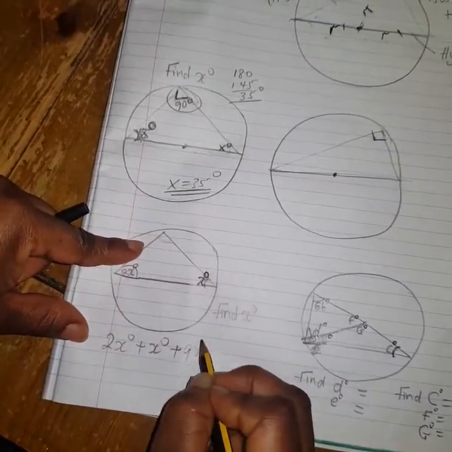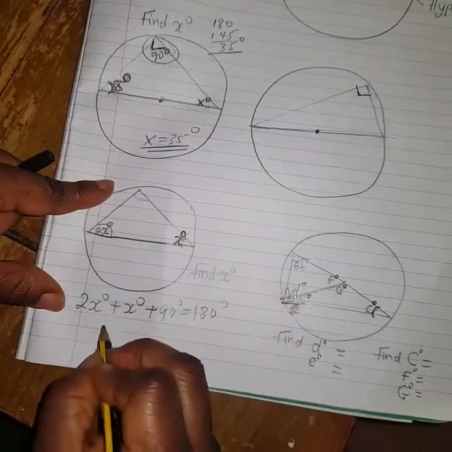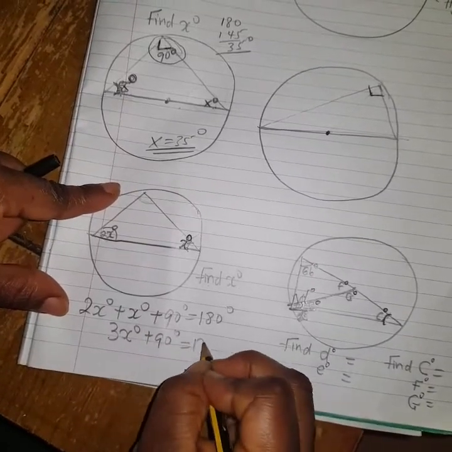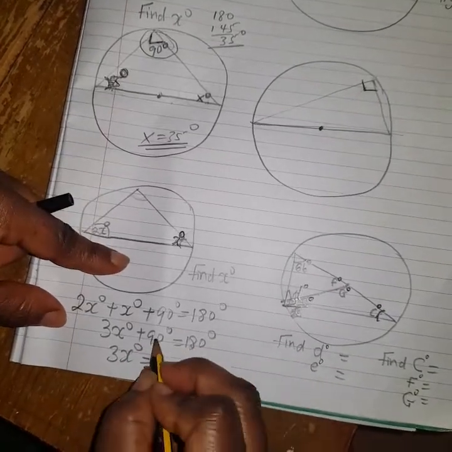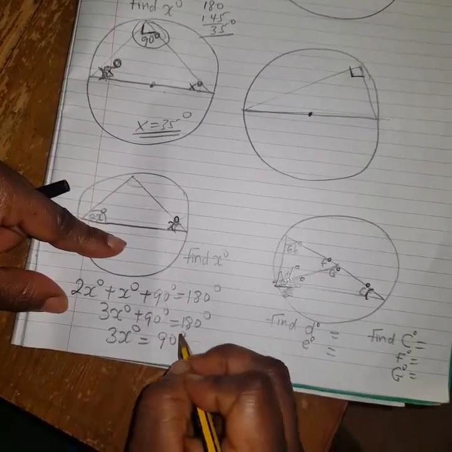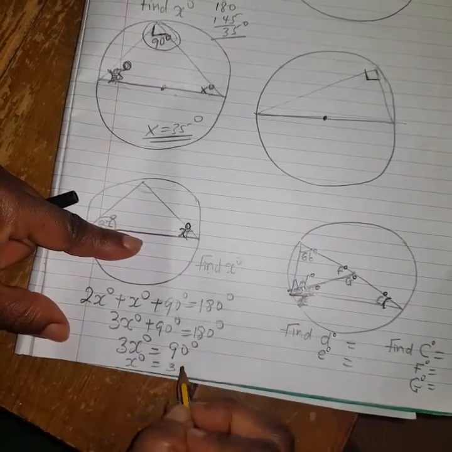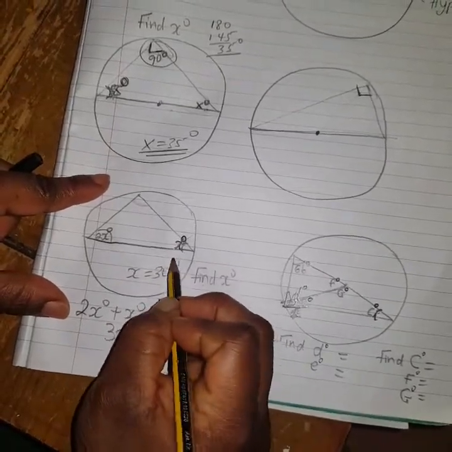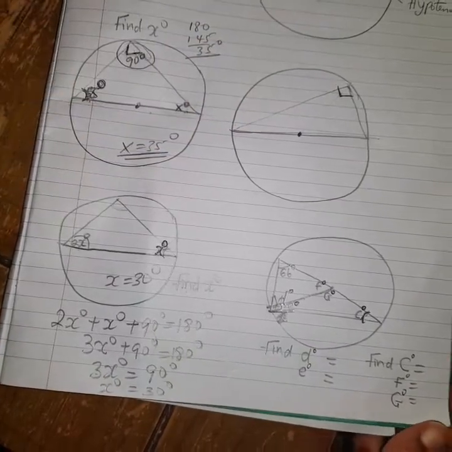So plus 90 degrees equals 180 degrees, because angles in a triangle add up to 180 degrees. So you have 3x degrees plus 90 degrees equals 180 degrees. Now 3x degrees equals 180 take away 90, because you have to eliminate this 90 from this side. You have 90 degrees. So now to get x, I divide both sides by 3, and my x will be 30 degrees. So x here is 30 degrees. We're using these examples to be able to understand what the angle in a semicircle gives.